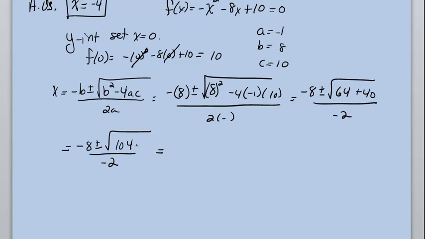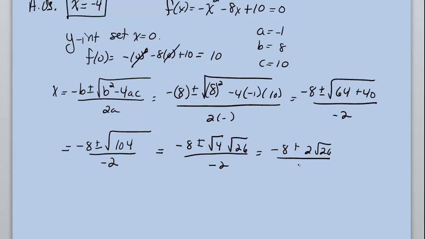Simplifying more, I realize I can factor out a value of 4. 4 goes into 104 26 times, so that gives us root 4 times root 26, all over negative 2. This gives us 8 plus or minus 2 root 26 all over negative 2. We can divide this out, so we'll get negative 4 plus or minus root 26. So these will be my two x-intercepts.